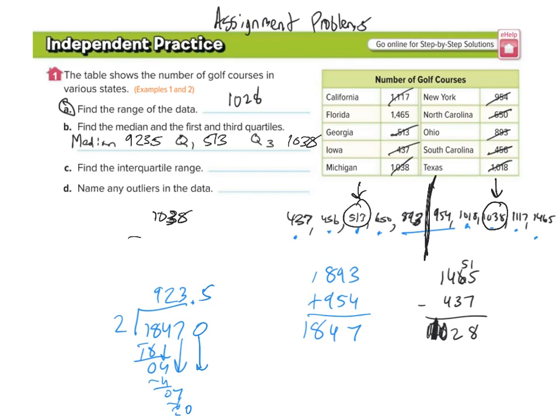1038 minus 513. 8 minus 3 is 5. 3 minus 1 is 2. We got to borrow a little bit. 10 minus 5 is 5. So I'm getting 525 for our interquartile range.